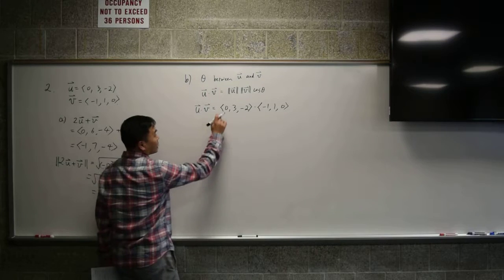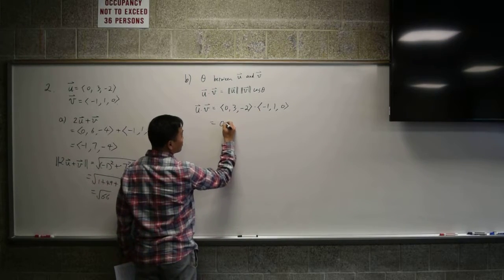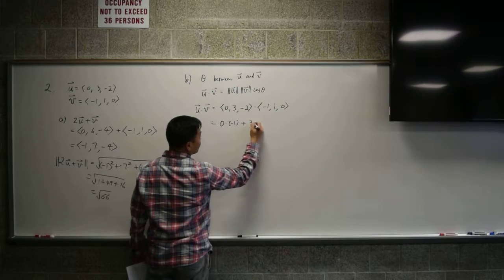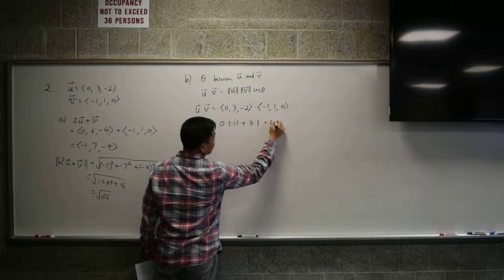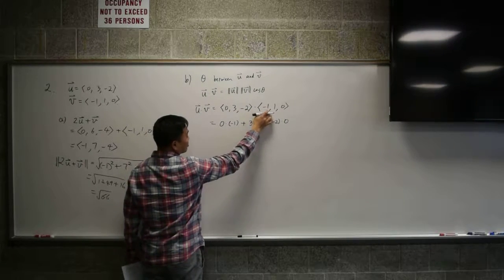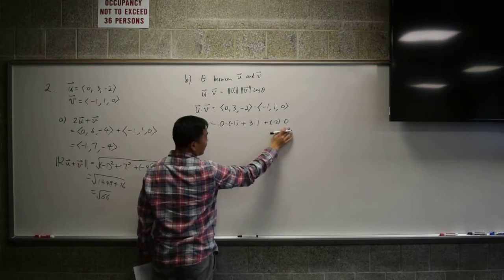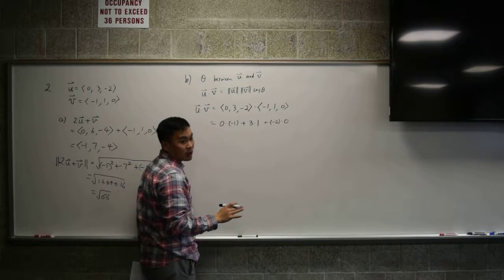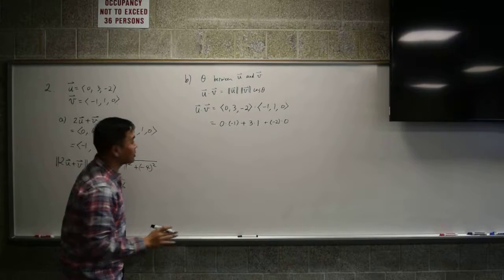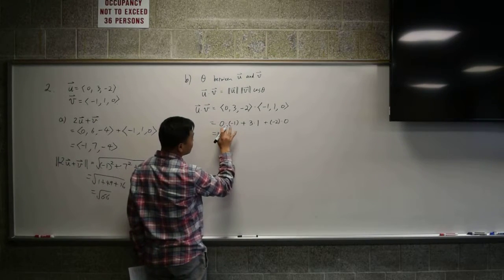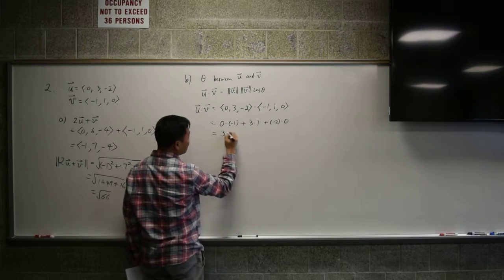Okay, so x coordinates multiplied together, 0 times negative 1, 3 times 1, and then negative 2 times 0. So x coordinates multiply, y coordinates multiply, z coordinates multiply, and then you add them up. That's how you calculate dot product between two vectors, right? And that's 0, so it's just 3.